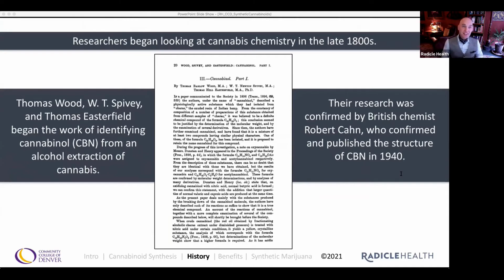So Western chemists began exploring the chemistry of cannabis in the late 1800s, and some of the first chemists to do this were Thomas Wood and his colleagues, W.T. Spivey and Thomas Easterfield, and they began the work of identifying cannabinol (CBN) from an alcohol extraction of cannabis, and their research was later confirmed by a British chemist whose name was Robert Cahn, and he confirmed and published the structure of CBN in 1940.